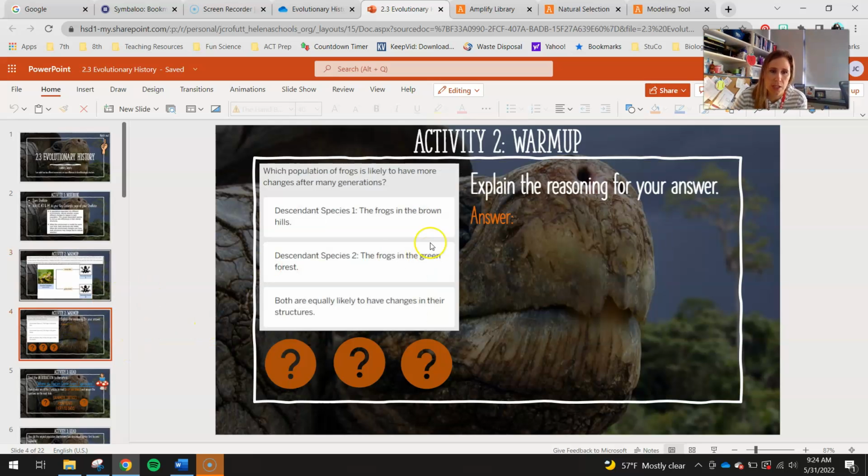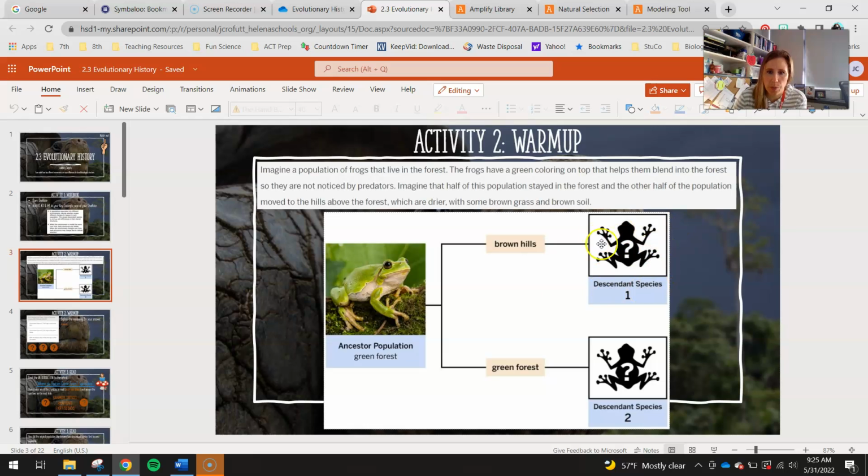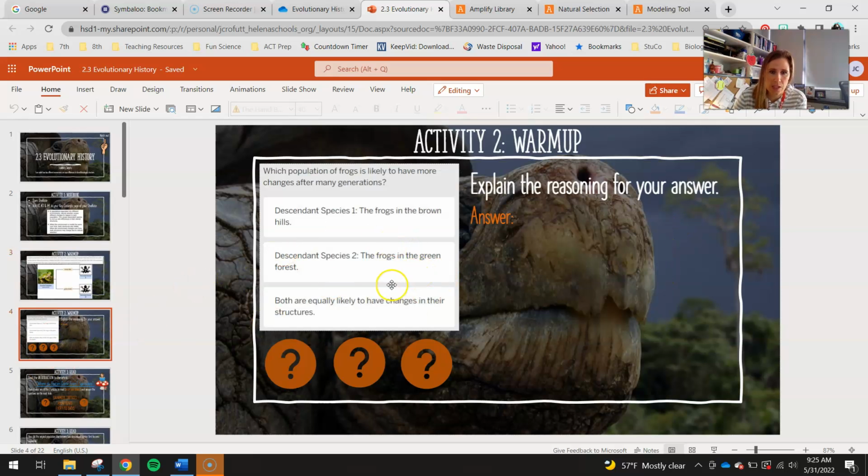So the first question you need to answer is to use your draw tool to circle an answer here. Which population of frogs is likely to have more changes after many generations? Either descendant species 1, which is the one in the brown hills, descendant species 2, which are the ones that stay in the green forest, or both are equally likely to have changes in their structures. So think about what we just talked about in those key concepts, and then explain the reasoning of the answer you chose here. Okay, if you need to, take a second, pause this video, go ahead and finish your Activity 1 notebook and your Activity 2 warm-up, and then we'll move on to Activity 3.